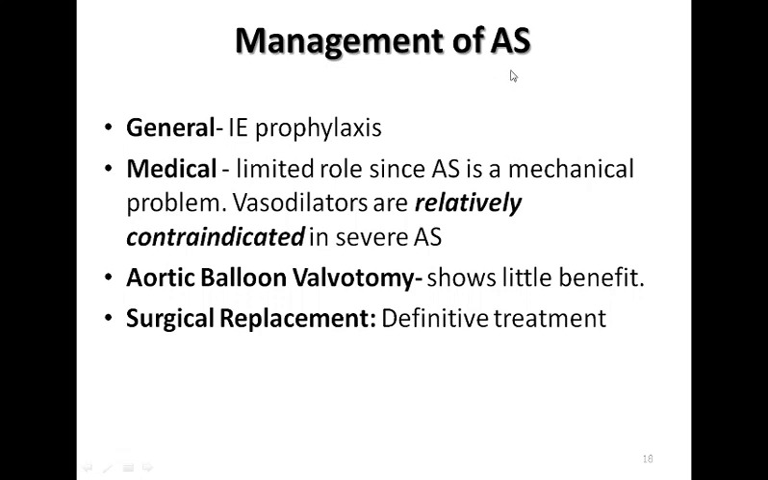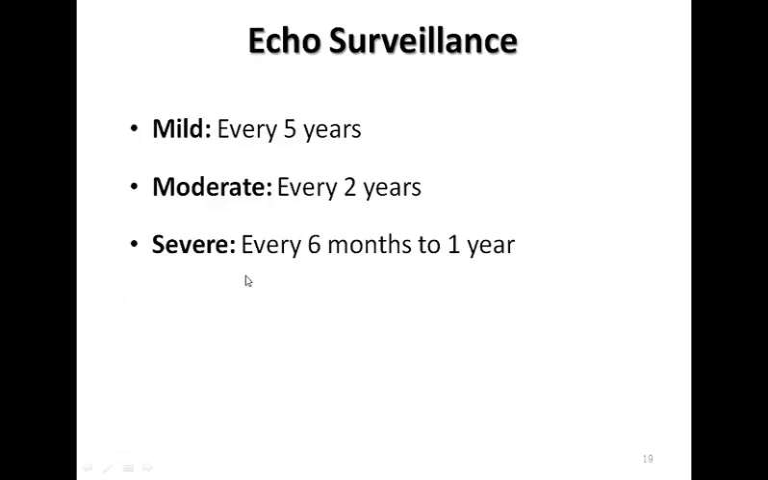So how to manage a patient with aortic stenosis? General principle: the patient needs infective endocarditis prophylaxis. Medical management has a limited role since aortic stenosis is a mechanical problem. So vasodilators are relatively contraindicated in severe aortic stenosis patients. Aortic balloon valvulotomy shows little benefit, and surgical replacement is the definitive treatment.